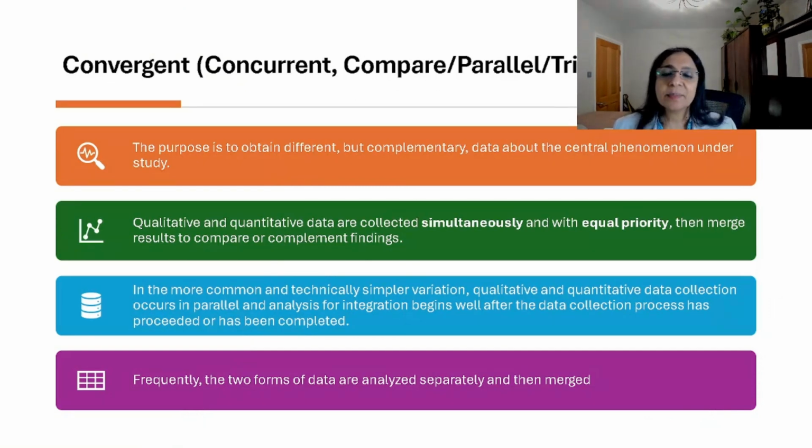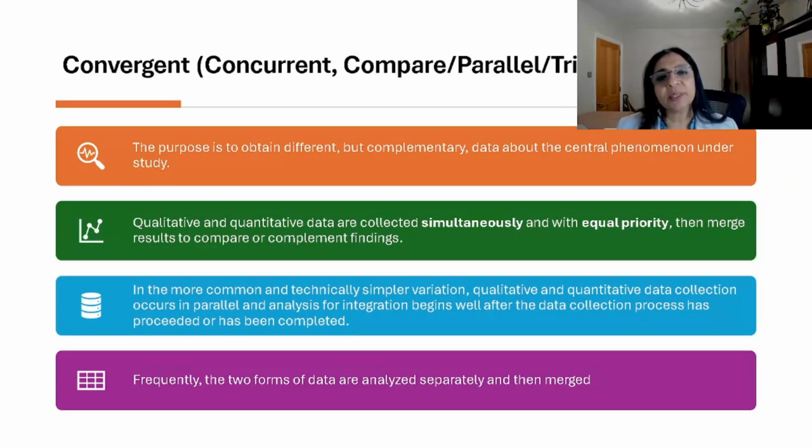So the first basic design is convergent. Otherwise, it is also called concurrent, compare, parallel or triangulation designs. I'm sure you are familiar with this type of mixed method design. So the purpose is to obtain different but complementary data about the central phenomenon under study. So qualitative and quantitative data are collected simultaneously. So that is very important. The time point is important. Here it is collected simultaneously and with equal priority.